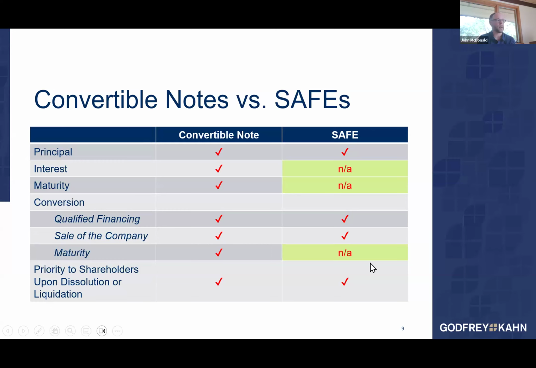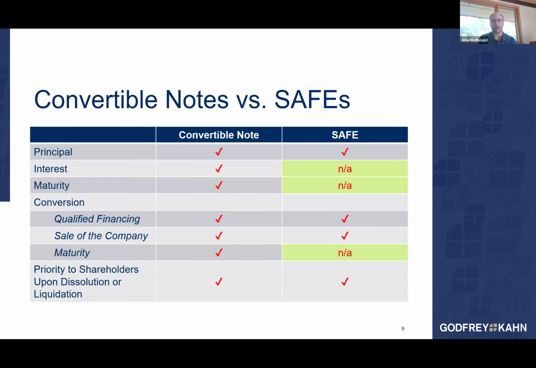This chart talks about the comparison between a convertible note and a safe. We've gone over most of this, but just a quick recap. They both have a principal or face value. There's interest on the note, not in a safe. You've got a maturity date in a note. Conversion generally is similar, or you can have similar terms. Since there is no maturity date in a safe, you're not going to have a conversion option on maturity.